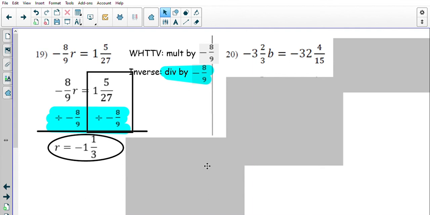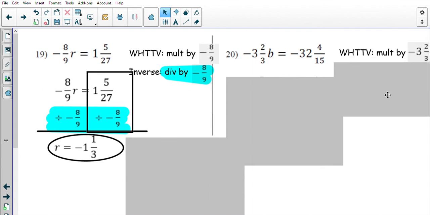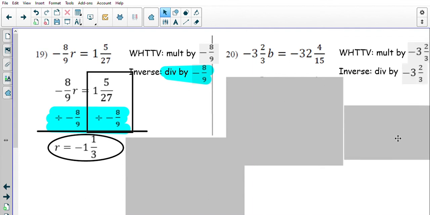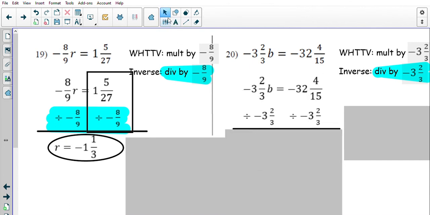All right, in question number 20, we're multiplying our variable b by -3 and 2/3. So the inverse is to divide by -3 and 2/3. So let's go ahead and do that. Try to highlight all of that. So we'll divide both sides by -3 and 2/3. Really, the work takes longer than anything else. I've taken the time to plug it into the calculator as well.